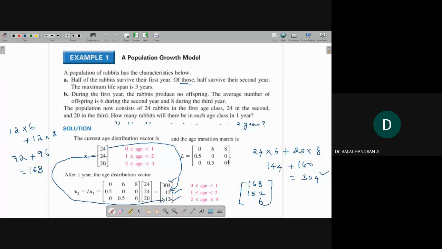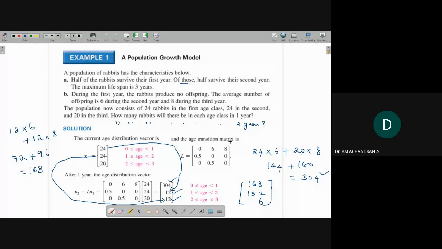Okay. So now I'm going to explain how to solve the same problem by using matrices. X1 is the age distribution vector. That is, the first age class is 24, the second age class 24, the third 28. L is the age transition matrix. The first row is offspring. During the first year, the rabbit produces no offspring, so 0. The average number of offspring is 6 during the second year, and 8 during the third year.